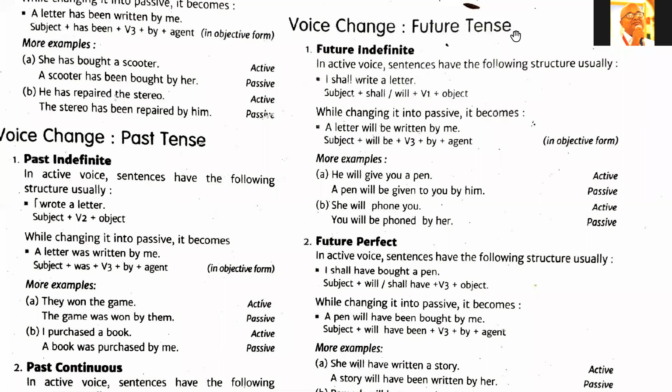Structure in the case of future simple, future indefinite is subject plus shall or will plus V1 plus object. Example, I shall write a letter. Okay, so the passive voice should be subject plus will be, or shall be, V3 by agent. A letter will be written by me. This is future simple. A letter will be written by me.